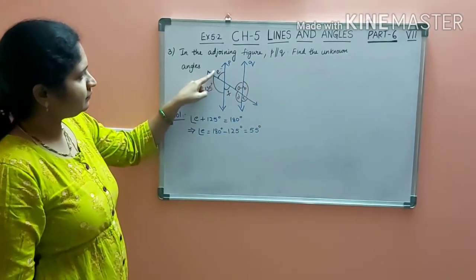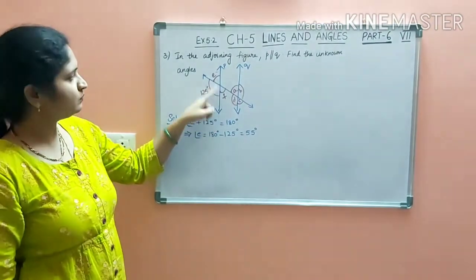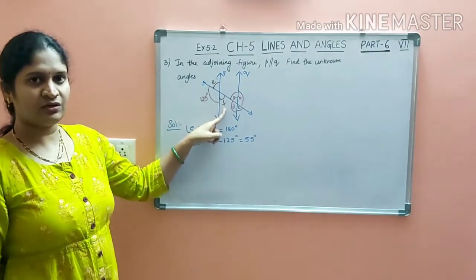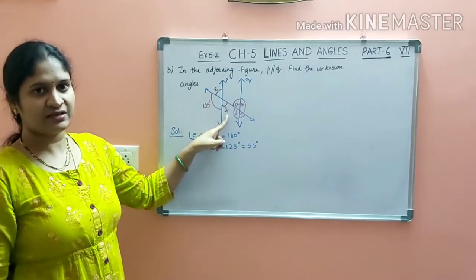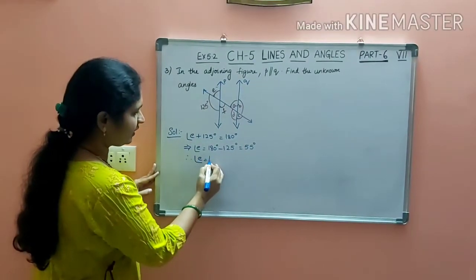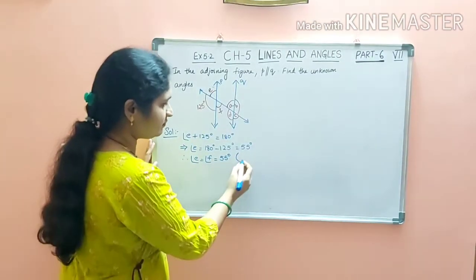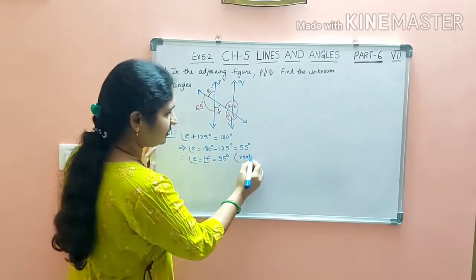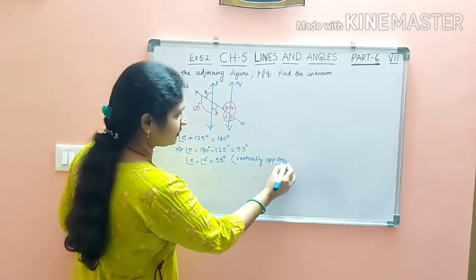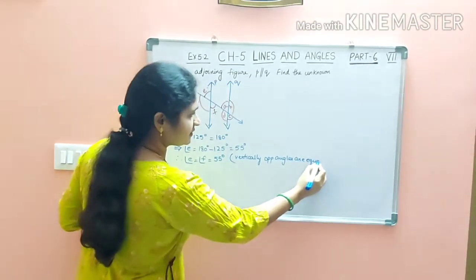Children, if you observe angle E and angle F, both are vertically opposite angles. What do you know about vertically opposite angles? Vertically opposite angles are equal. Therefore, angle E is equal to angle F, which is equal to 55 degrees. What is the reason we have to write here? Vertically opposite angles are equal. Is this clear?